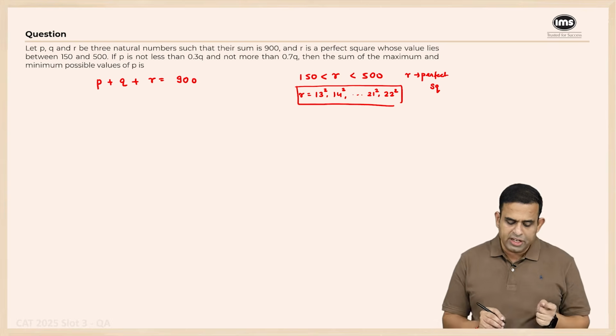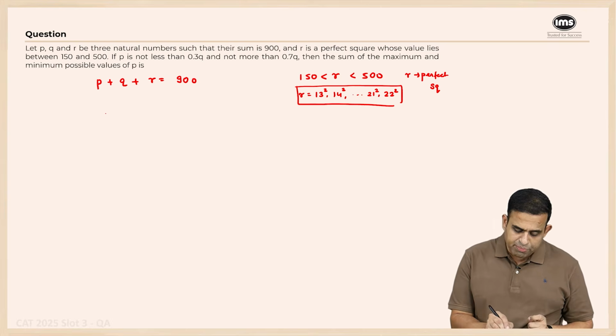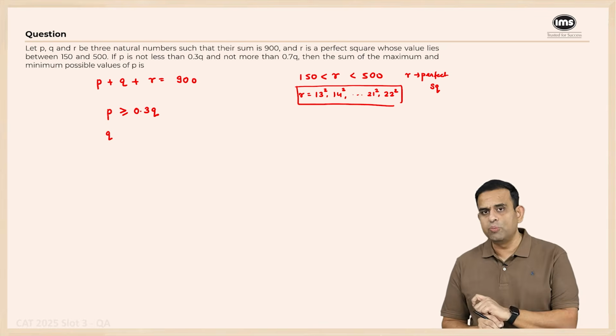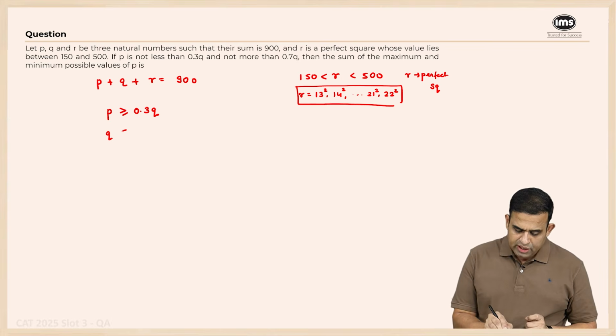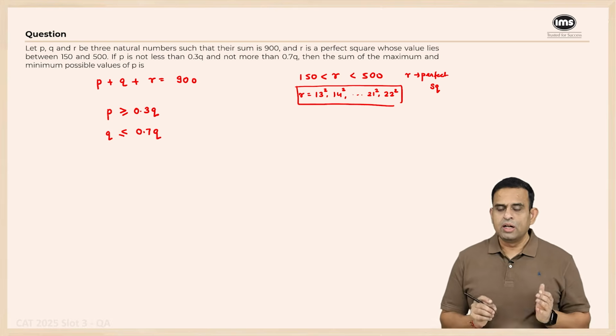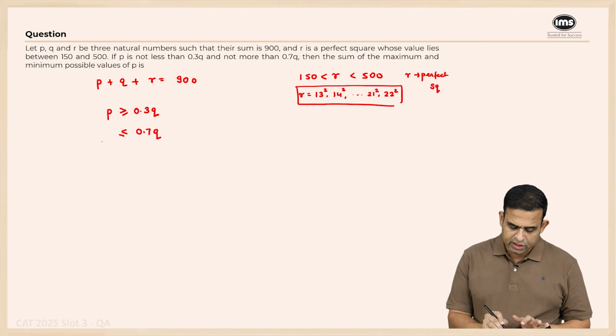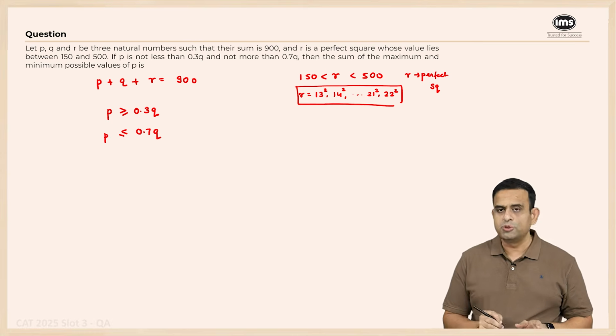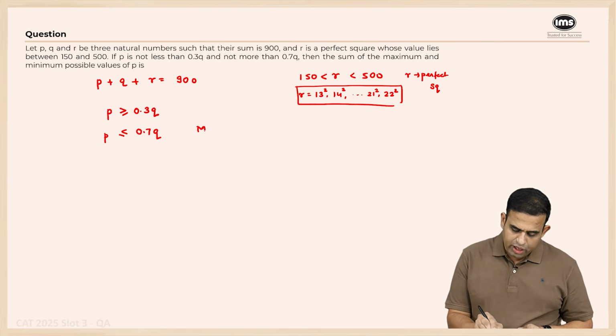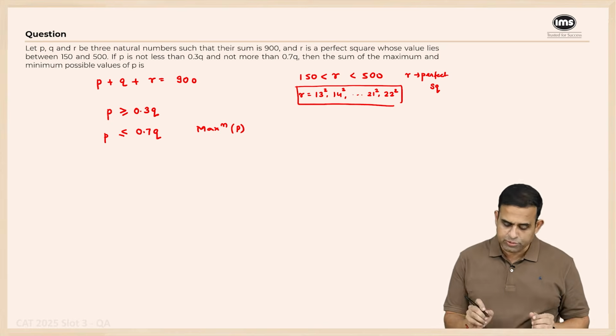So what they have told you, p is not less than 0.3q, that simply means p will be more than or equal to 0.3q, and also told you p will be not more than 0.7q, so the maximum p will be equal to 70% of q over here. Now understand, if you want the max value of p, it has to be p less than or equal to 0.7q. If someone asks you what will be the maximum value of p, the answer would be 0.7 times q.